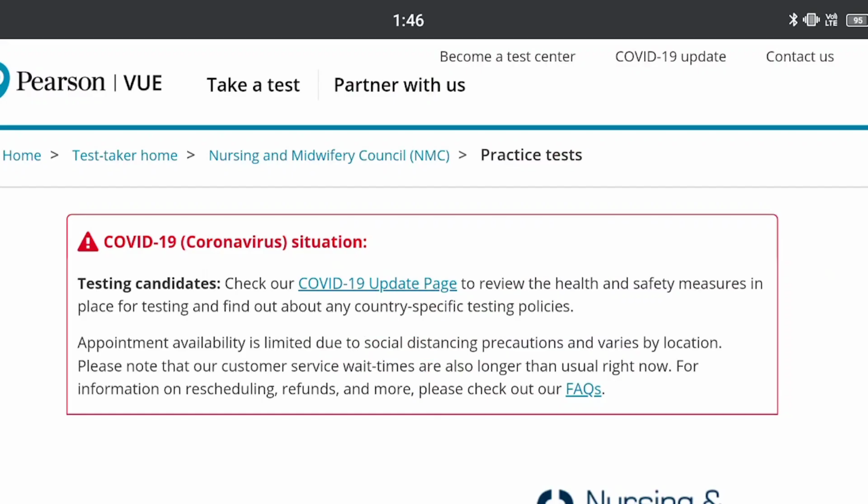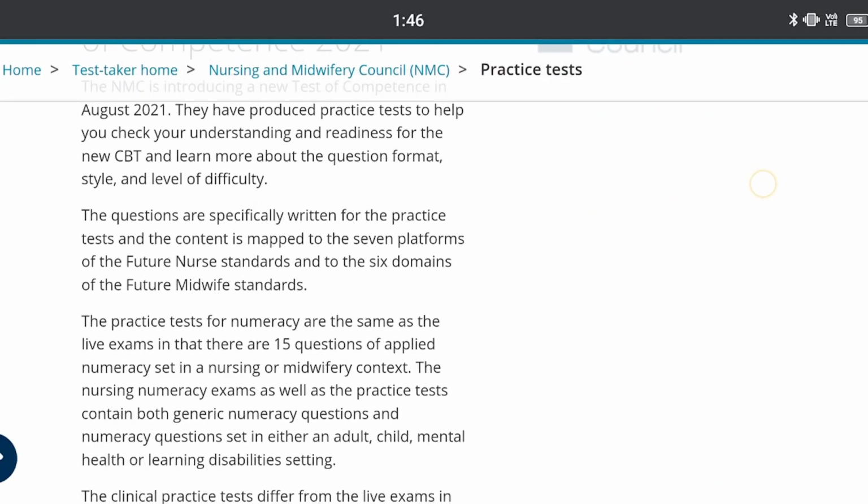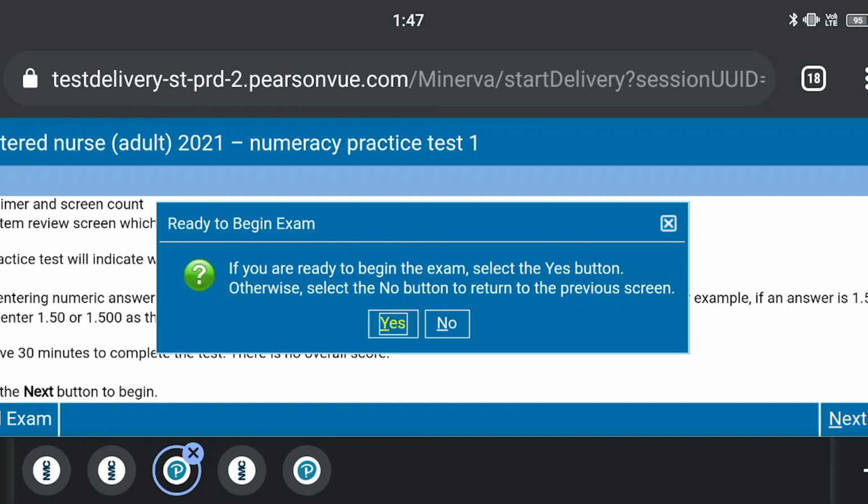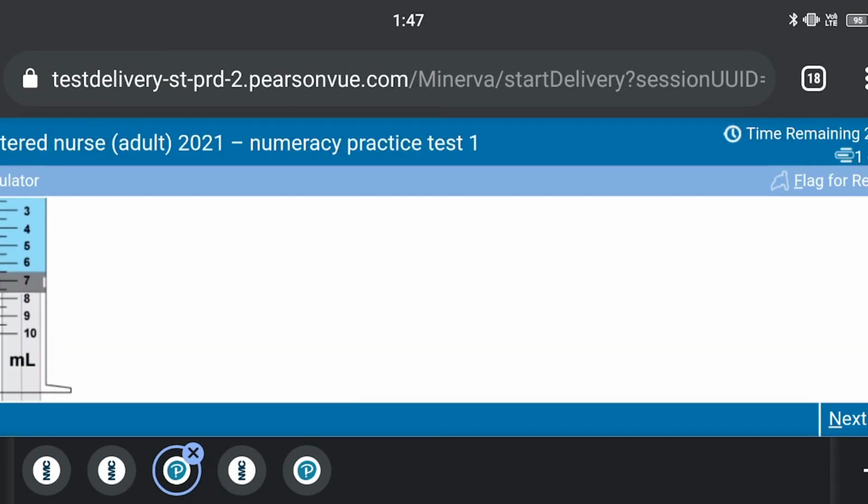On the NMC UK website, you will find CBT support material. If you want to practice CBT materials, I have given the link of the Pearson VUE website in the description box, where you will find Part A as well as Part B questions, and you can practice them. I would also like to tell you that 90% of questions will be on generic nursing. Generic means you will find questions on mental health nursing, pediatric nursing and midwifery. If you are taking the CBT for mental health nursing or child nursing, then 10% of questions will be on your field-specific area.